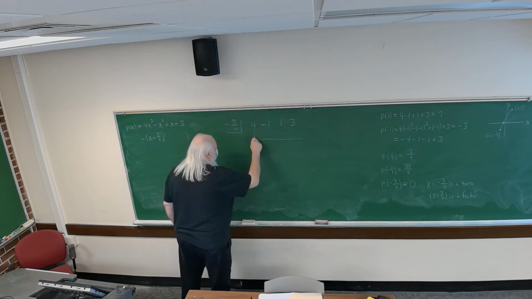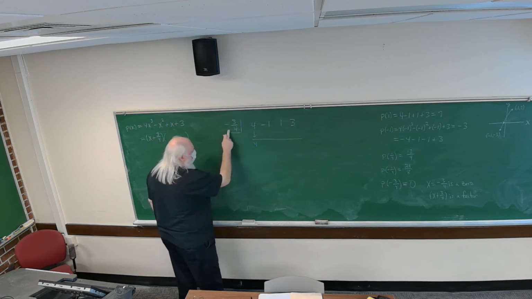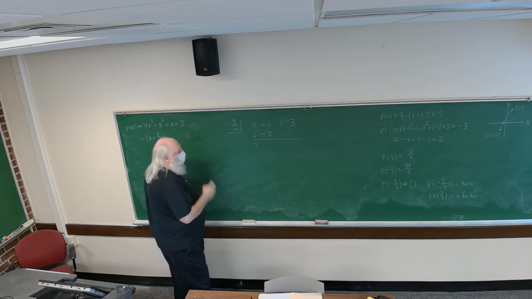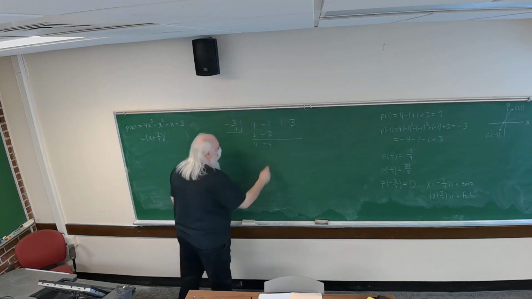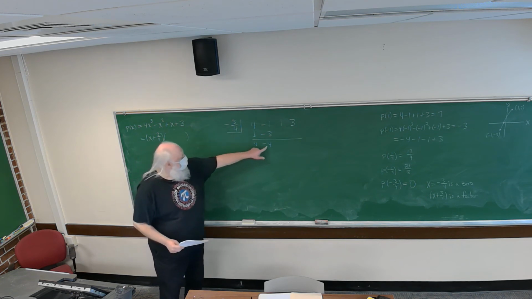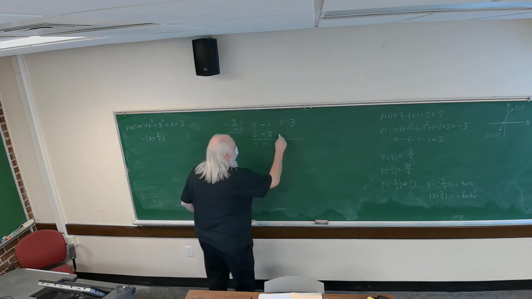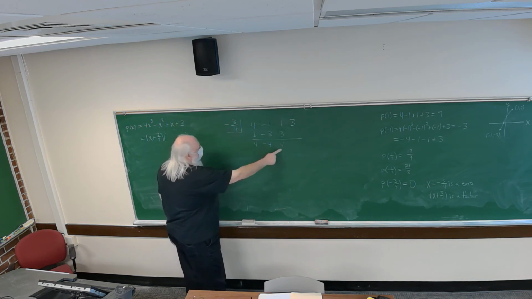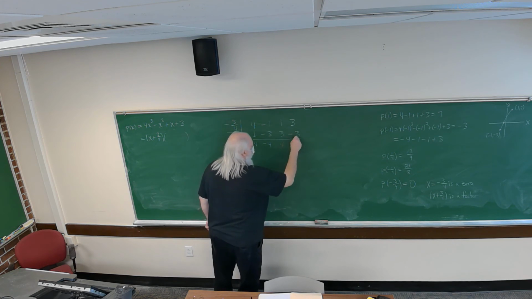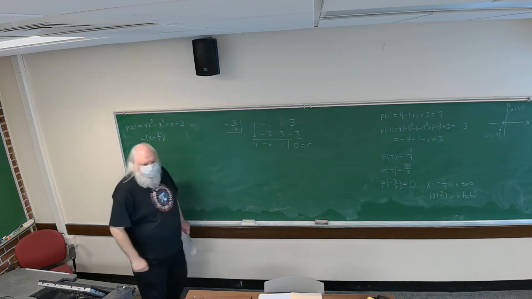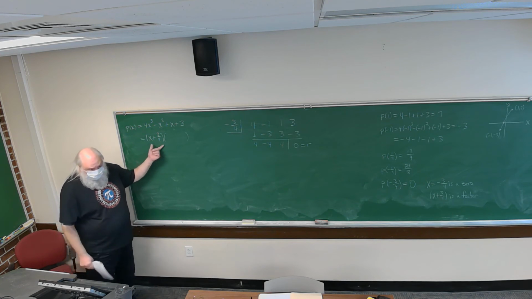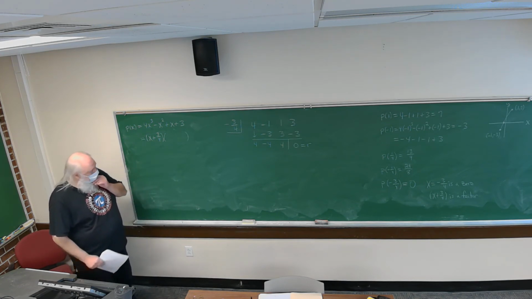Step procedure, bring down the 4. Now minus 3/4 times 4 is minus 3. Minus 1 minus 3 is negative 4. Minus 3/4 times negative 4 is plus 3. 1 and 3 is 4. Minus 3/4 times 4 is negative 3. And 3 minus 3 is 0. And you box the last number. So the remainder is 0. So I'm confident that I didn't make a math error when I evaluated f of minus 3/4.